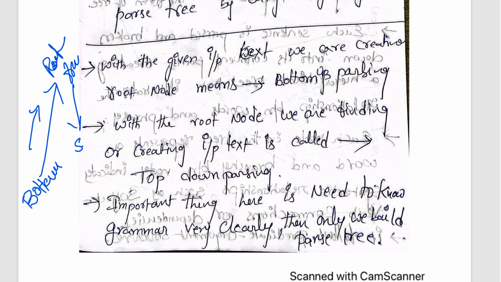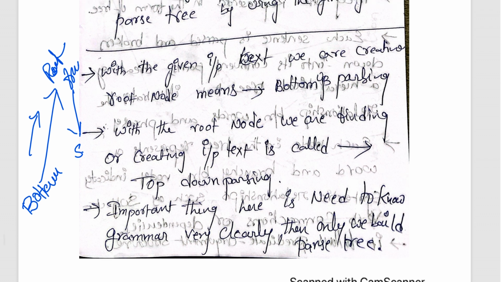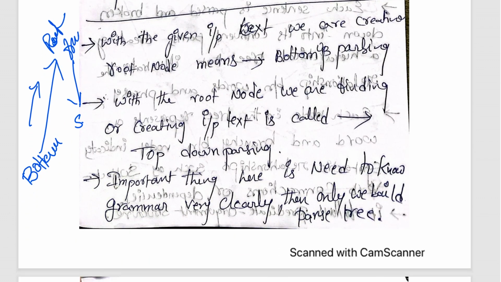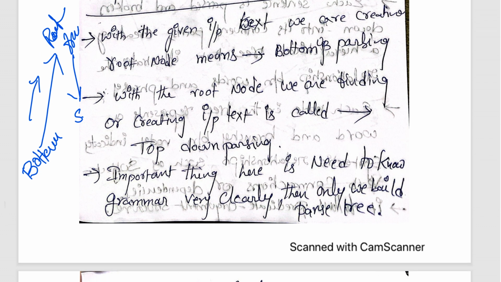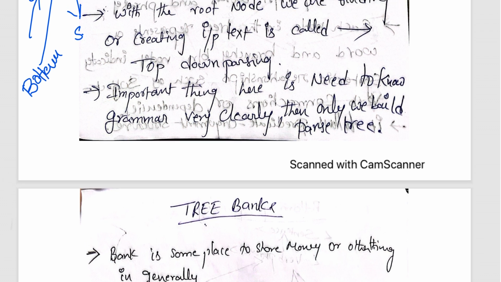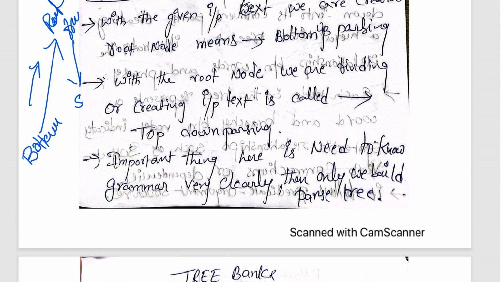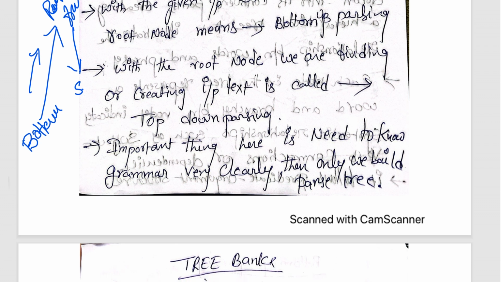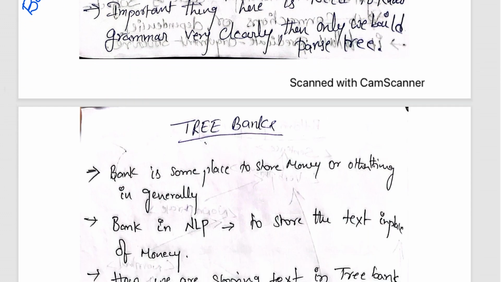Here the important thing is grammar. You need to know the grammar very clearly, then only will we build the parse tree. First we need to understand whatever grammar they given, very clearly. Once you understand the grammar, it's very easy to construct the top down parsing as well as bottom up parsing. Okay, so this is about the simple top down parsing and bottom up parsing in NLP. In the next lecture I'm going to explain about tree banks.